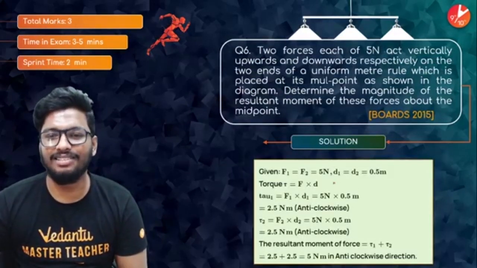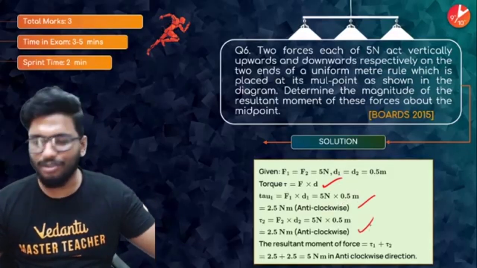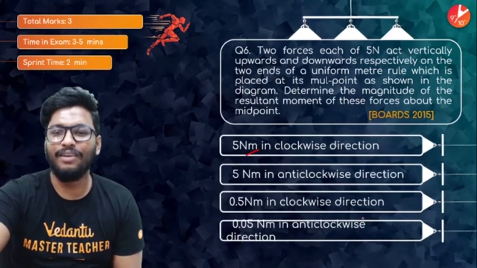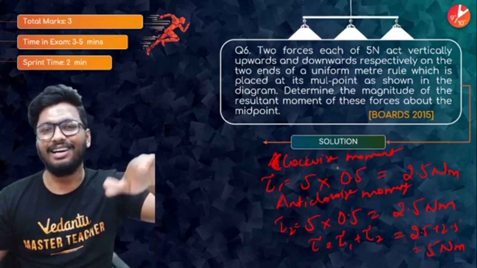So here it is, once again, force into the perpendicular distance, and both of these are anti-clockwise itself. By the way, I wrote here as clockwise and anti-clockwise. We'll just take it as clockwise itself.